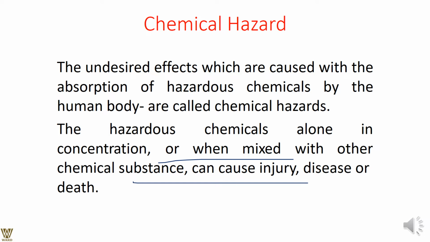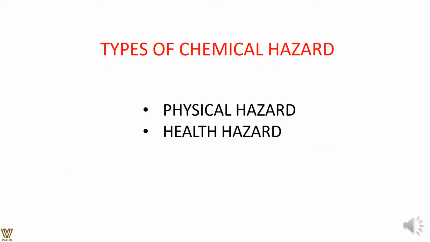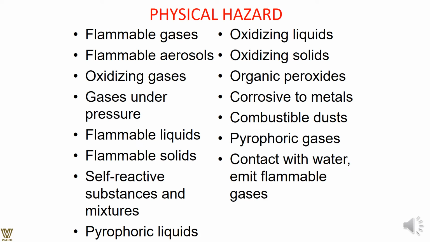There are two types of chemical hazard: one is physical hazard and the other is health hazard. A physical hazard is detrimental and can be shown in effects such as blisters on your skin. You might be rendered deaf, speech impaired, or visually impaired, and things like that. Let us understand those physical hazards.